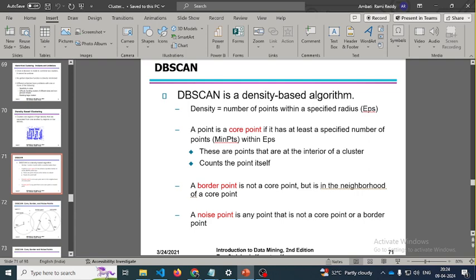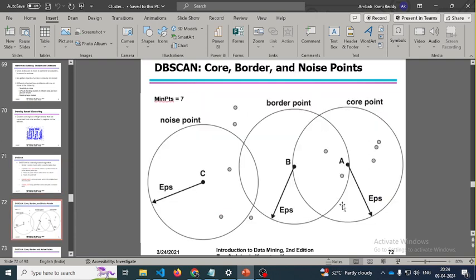There are different points also, border point and noise point. What does border point mean? A border point is not a core point, but it is in the neighborhood of a core point. A noise point is any point that is not a core point or border point. We will see what these core, border and noise points are based on this diagram.